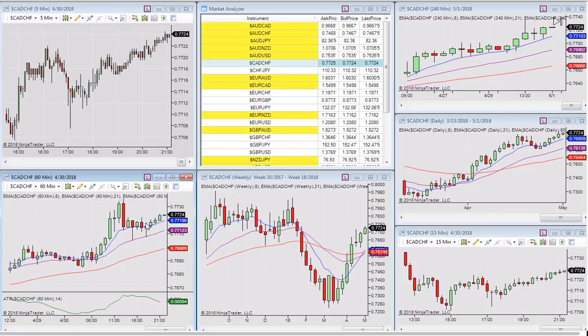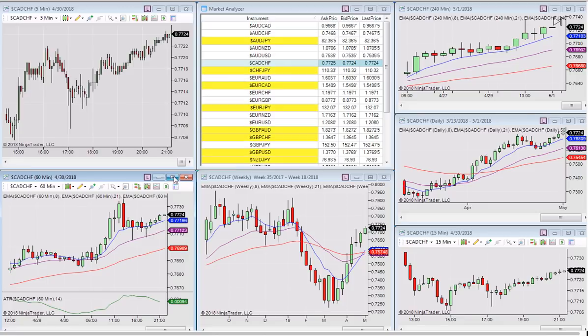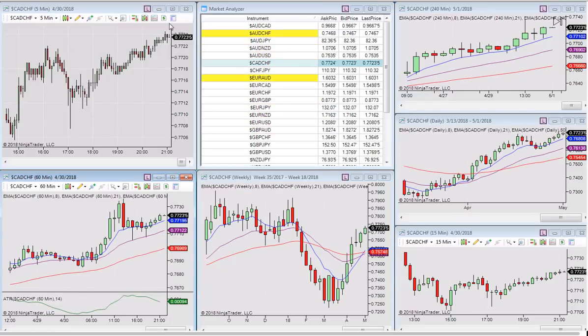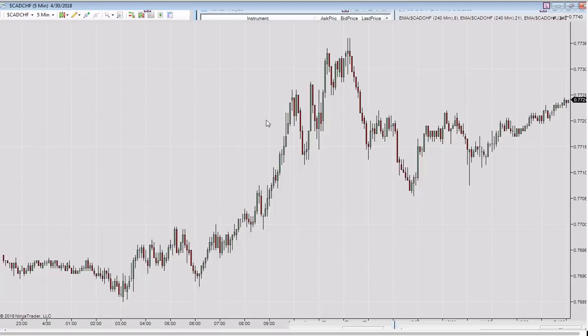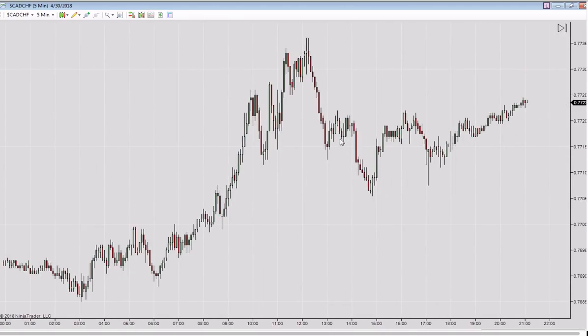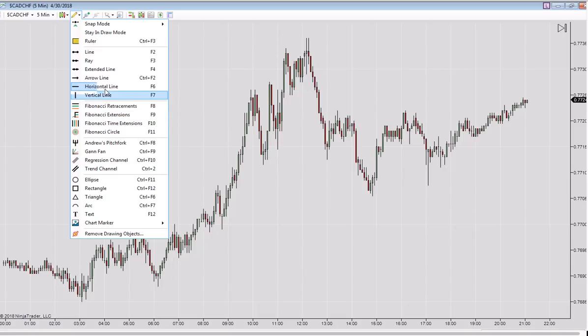We've missed it a little bit. This point here on the 60, either here or here, is the ideal place to take this trade. Let's see if we've got a re-entry on the 5. Okay, you can see what happened here.